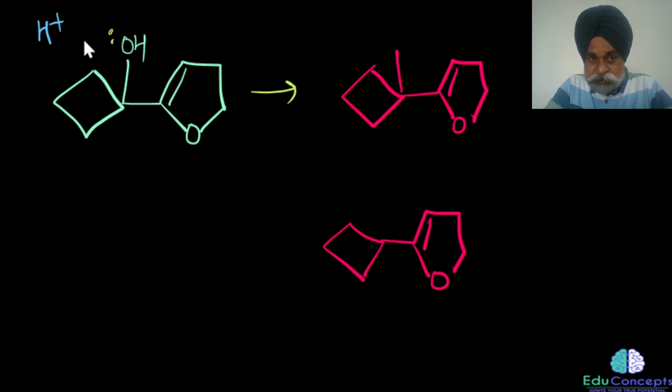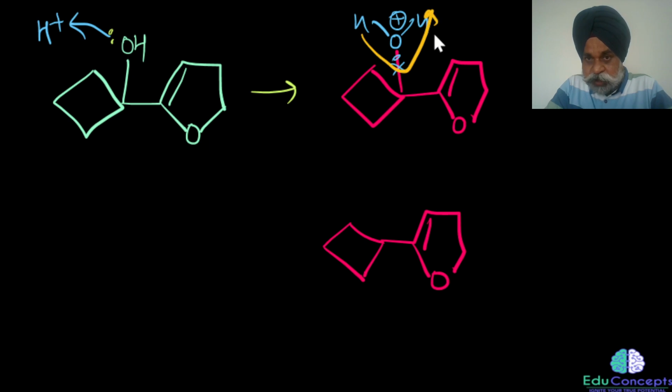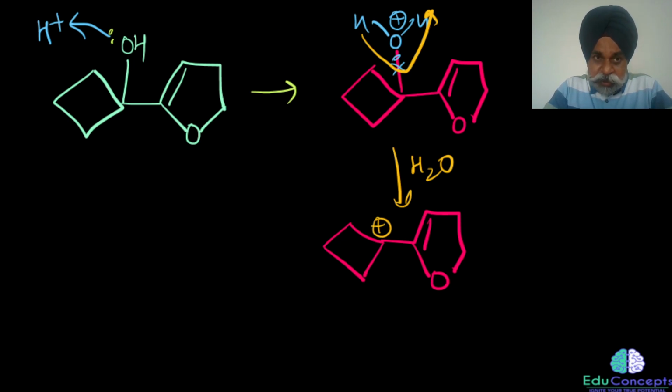So if H positive attacks this lone pair, the first thing you get is that this oxygen gets a positive charge. Very simple. Now you have to do the dehydration. This water goes out, and once it goes out, you get a carbocation here. Very obviously, to me as well as to you, it feels like this carbocation gets stabilized by the pi bond. Fair enough, nothing wrong in it. It is a tertiary carbocation being stabilized by the pi bond.